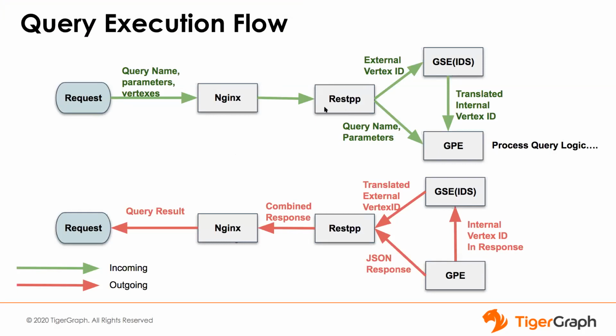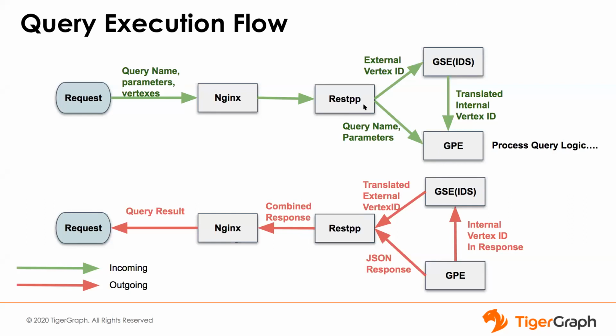So when it receives the request, it does two things. The request has all kinds of parameters saying, okay, I want to run this query and here are the parameters. Some of them are vertex IDs, right? I want to start from a certain vertex. But with an external format vertex ID, like a string ID, we cannot find it from the graph. We don't know where to start from because it's an external format.